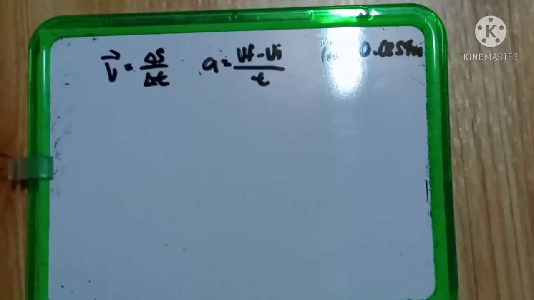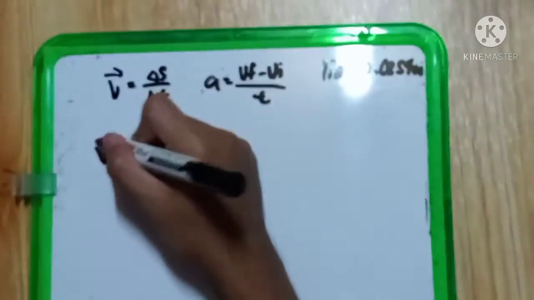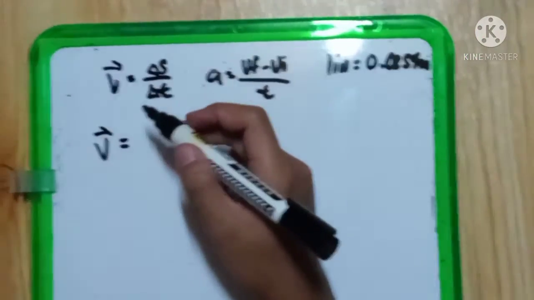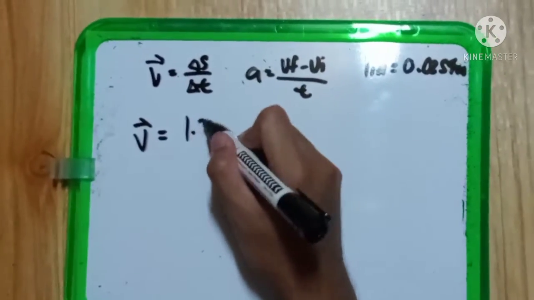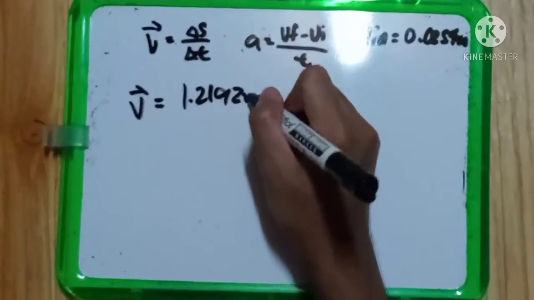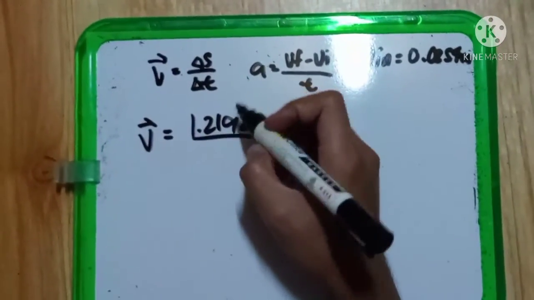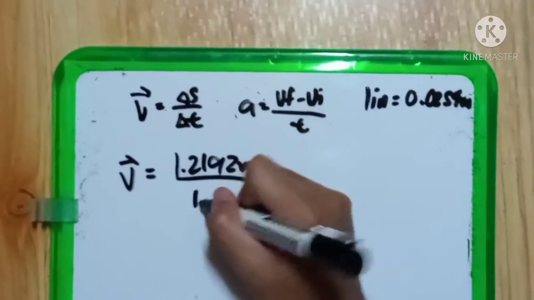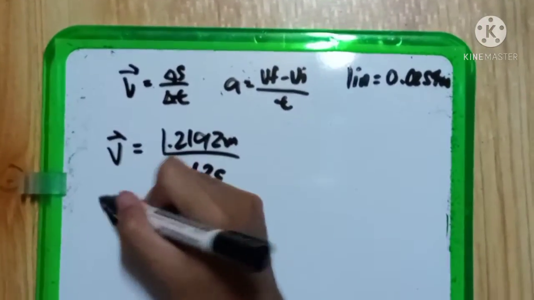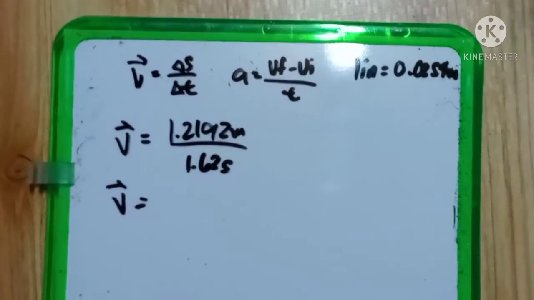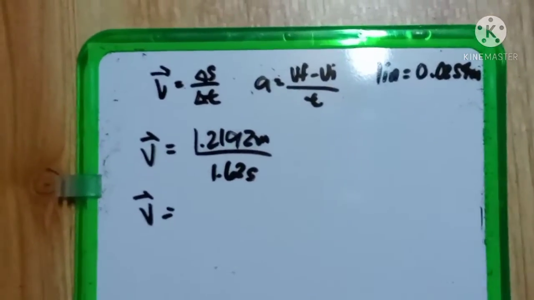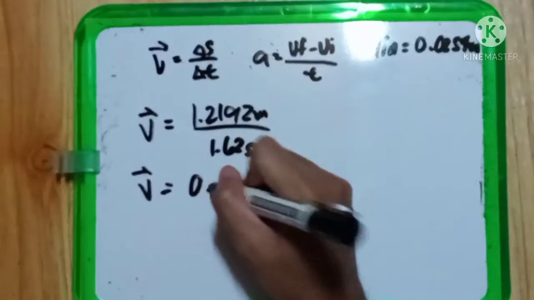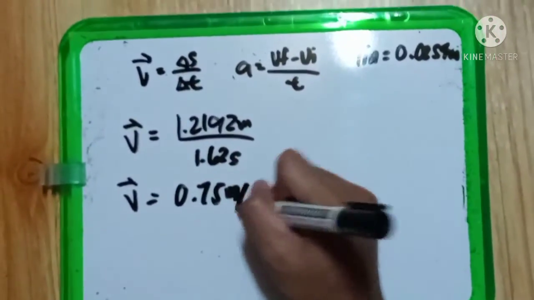Now let's get the acceleration for the eighth strip. We have the displacement, which is 48 inches. Now if we convert it into meters, we will have 1.2192 meters divided by the change of time or the average time that we got, which is 1.62 seconds. So our velocity will be 1.2192 divided by 1.62. This would equal 0.75 meter per second.